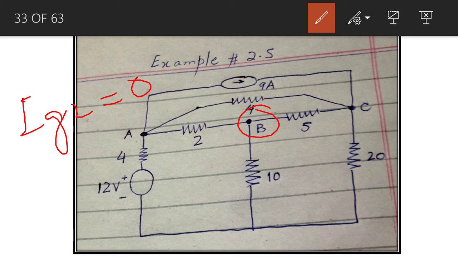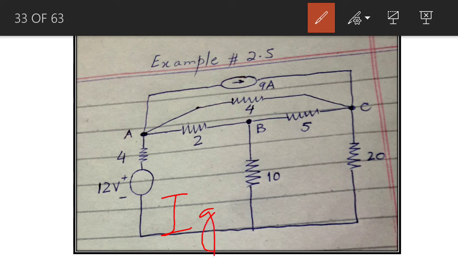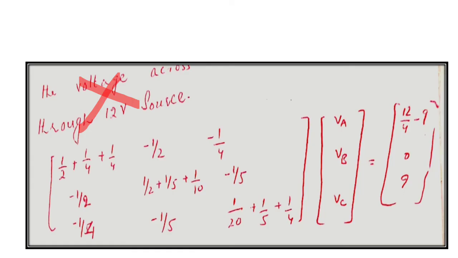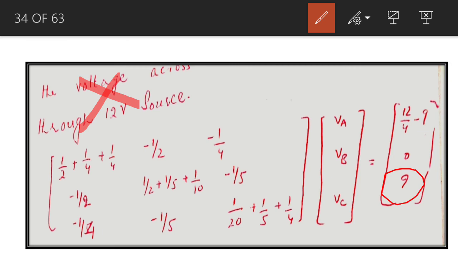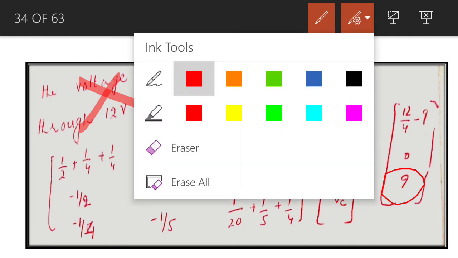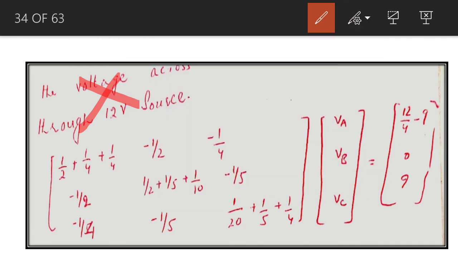Finally, we calculate IG3, and for IG3 we consider all the sources connected to node 3. Here is node 3, and only one source has been connected to this third node, that is the current source. As the current of the current source is moving towards the node, this current will be positive, it will be 9 ampere. So we have calculated the current IG3 as well. So these are the standard node equations for this particular circuit. Let us simplify the values on the next slide.